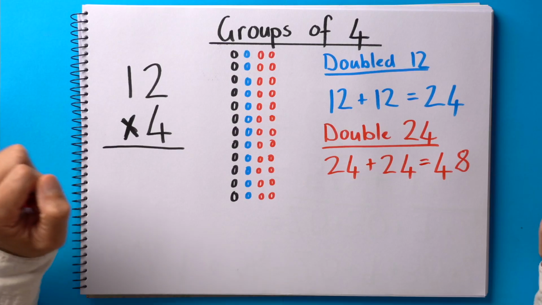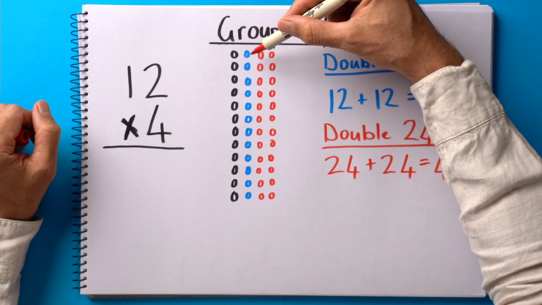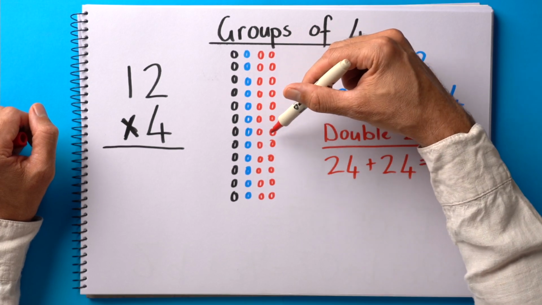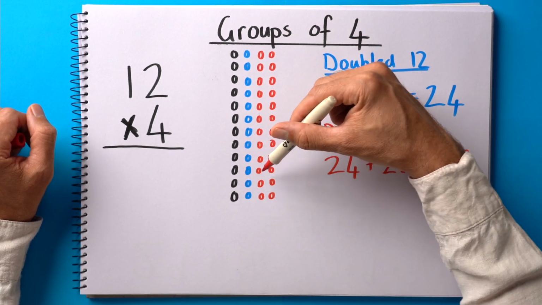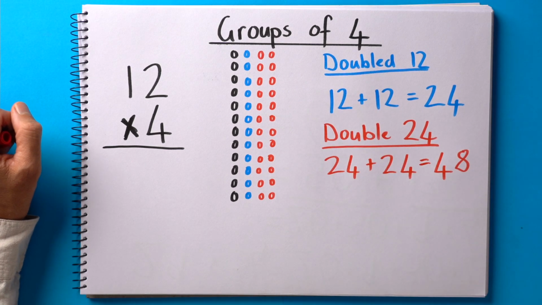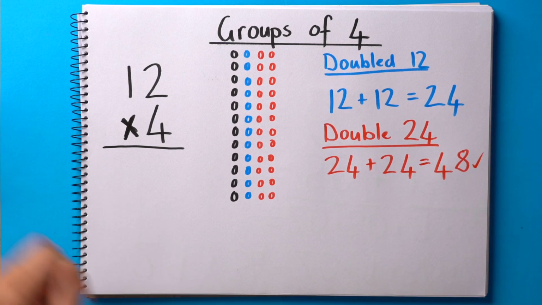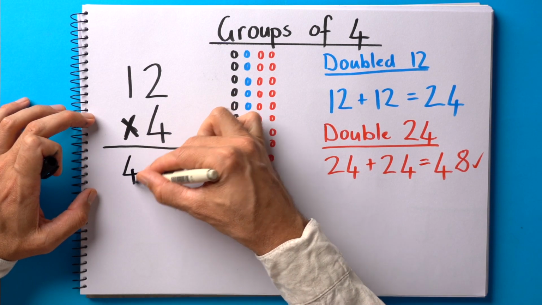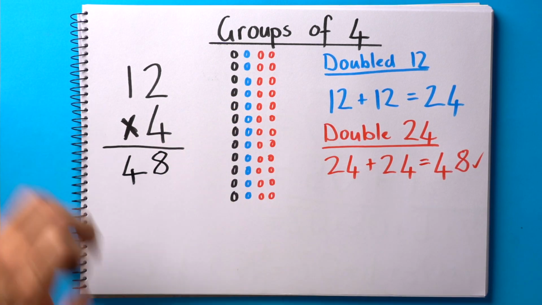We should have 48 dots here. Do you think we do? Let's count them. 1, 2, 3, 4, 5, 6, 7, 8, 9, 10, 11, 12, 13, 14, 15, 16, 17, 18, 19, 20, 21, 22, 23, 24, 25, 26, 27, 28, 29, 30, 31, 32, 33, 34, 35, 36, 37, 38, 39, 40, 41, 42, 43, 44, 45, 46, 47, 48. Yes. Therefore, we know 12 groups of 4 is 48.